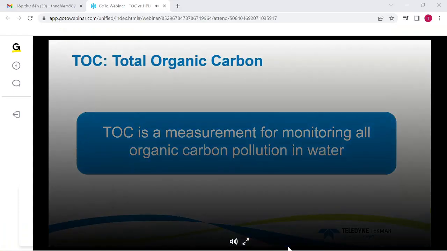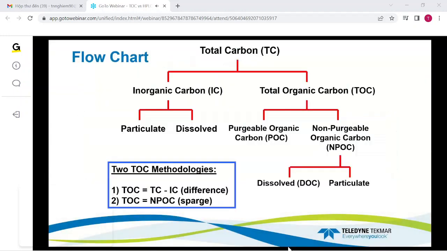When I talk about flow charts for carbon, we start off with the total carbon. Total carbon up top here, this is what our TC value is. Total carbon is made up of inorganic carbon, IC, and also TOC. A lot of times when we are looking at TOC, we're really only looking at this realm right here. It's called non-purgeable organic carbon, or NPOC.